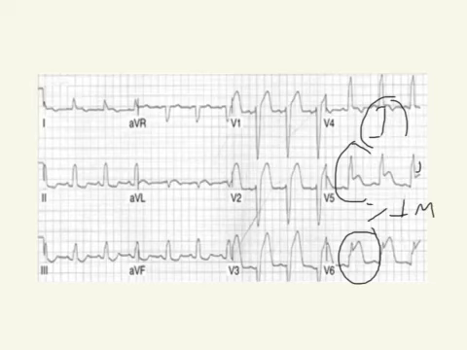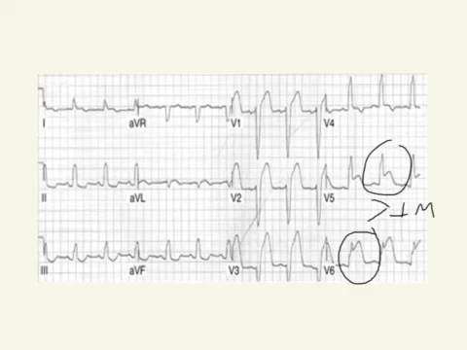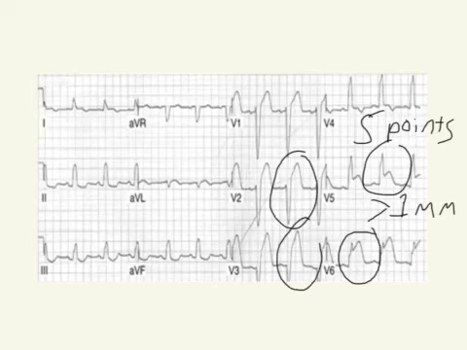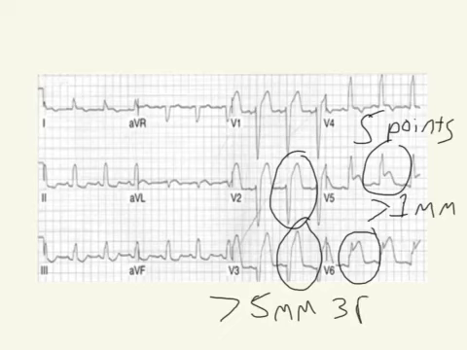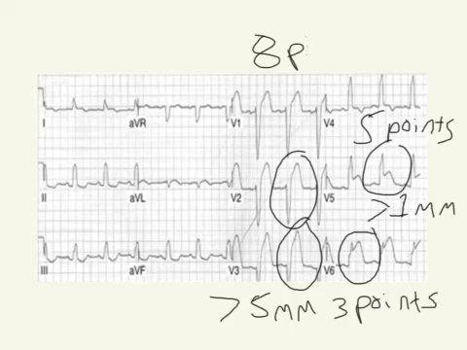I'm sorry, let me erase that. So here, this one is worth 5 points. Now if we look over here at this one and this one, we can see we have greater than 5 millimeters of discordant elevation. And this one is worth 3 points. So at a total of 8 points, I think it's safe to say that this patient is experiencing an MI. So we can kind of see how that plays out when we're interpreting the 12 leads.